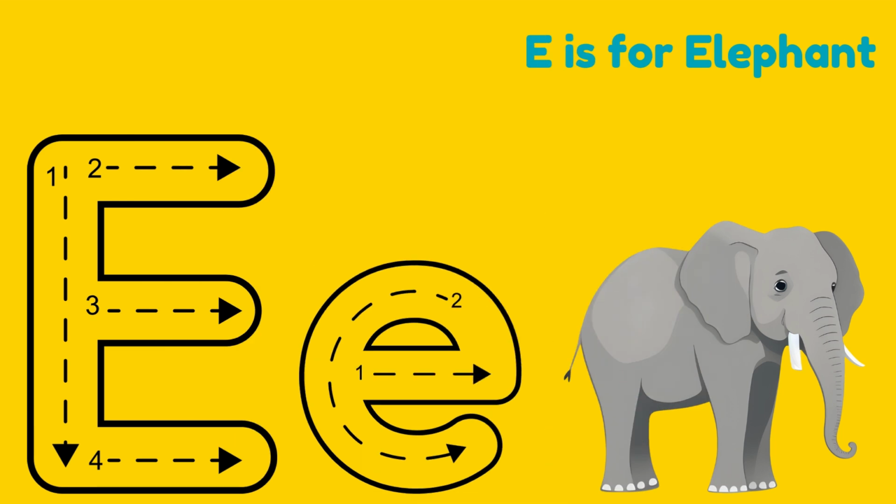Uppercase E starts with a vertical line, and then add three horizontal lines, top, middle, and bottom. E is for elephant, big and gray. Trace your E, come on, let's play. For lowercase e, draw a small circle with a line in the middle.